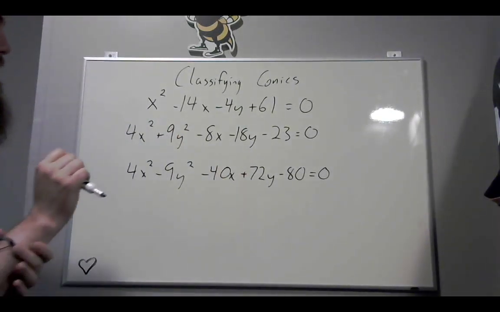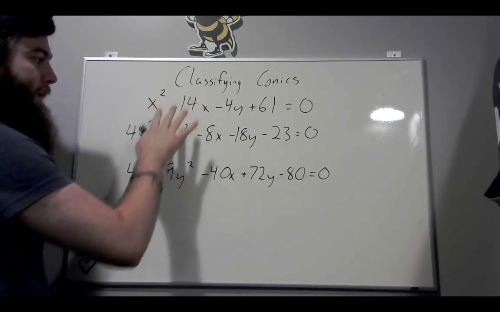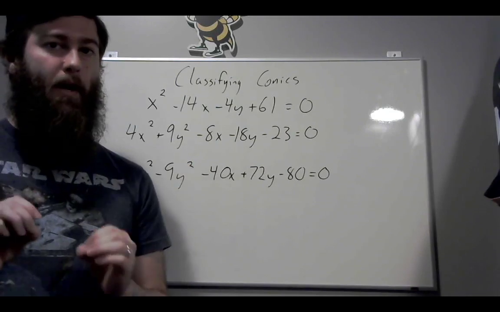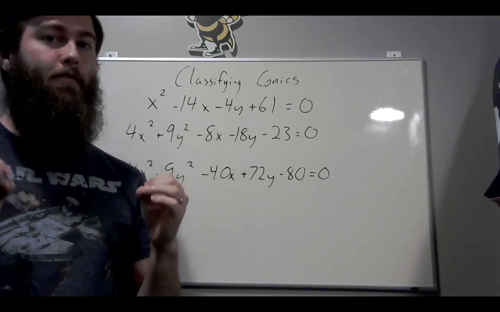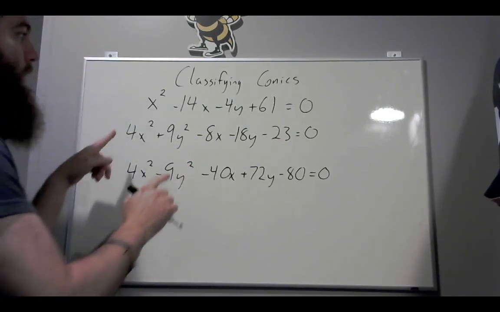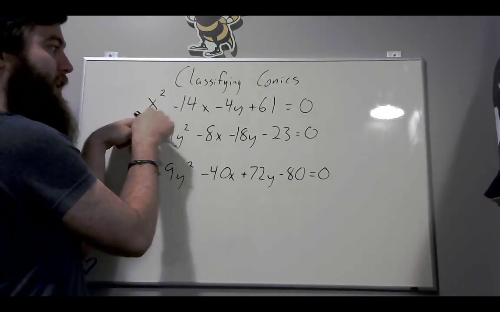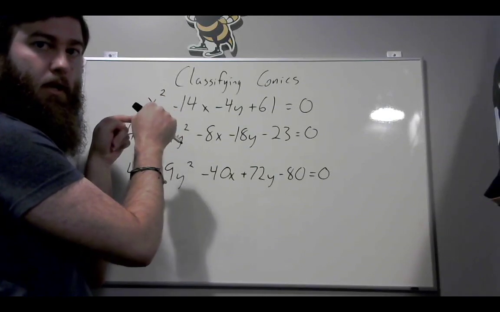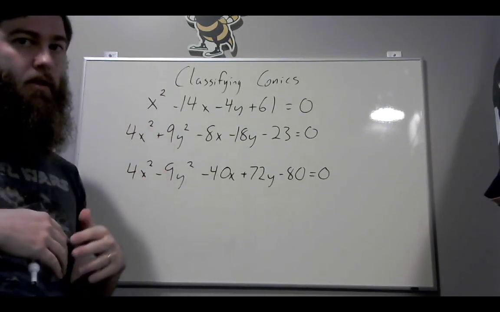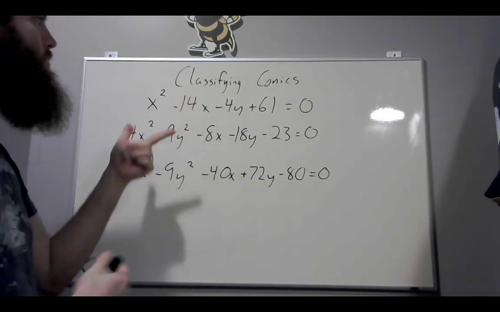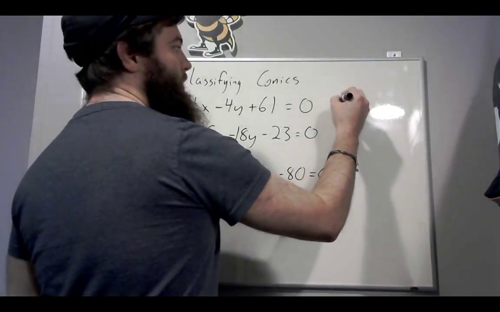All right. So looking at each of these equations, what you really want to focus on is the squared terms, so the coefficients of your squared terms. So for example, on this top one, notice I only have an x squared. I'm missing the y squared term. So that means my y squared term, that coefficient would be 0. Since I'm missing one of the two, this is instantly going to be a parabola.